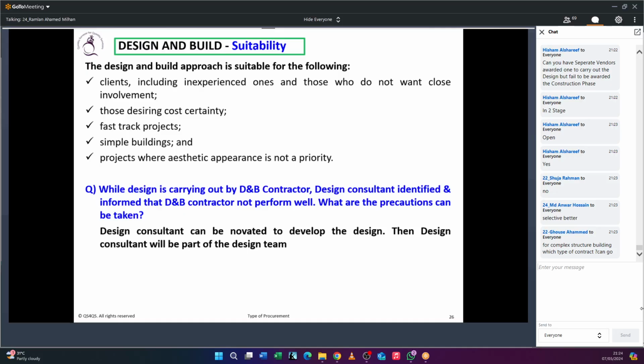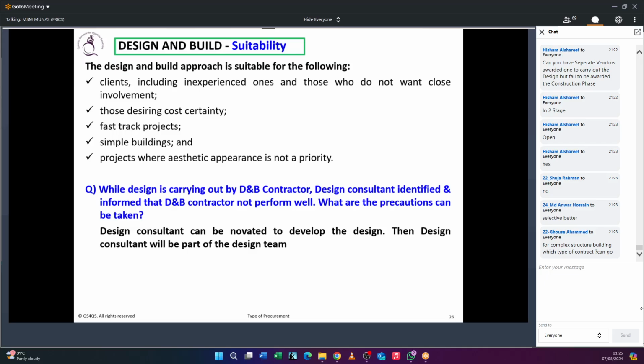Any other questions? Can I ask one question? Yeah, go ahead. Currently, I'm working on a design and build project, but the design consultant is appointed by the contractor because we are not the specialists for the design and build. So we are hiring a third party. They are doing design, and we are responsible for construction. Is it so contractually?